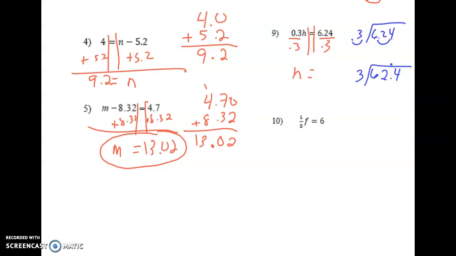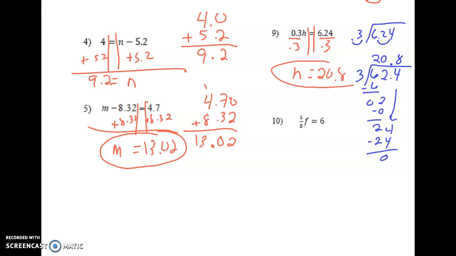Decimals go straight up. 3 goes into 6 2 times. 3 goes into 2 0 times. Don't forget to put the 0 up there. Bring down my 4. 3 goes into 24 8 times. So that's going to give me h equals 20 and 8 tenths. 28 tenths.